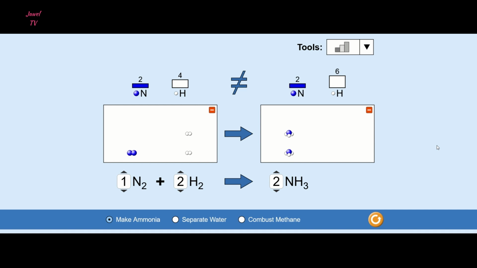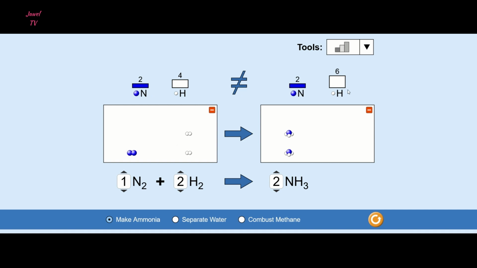However, looking at the top of the boxes, the number of particles at the reactant and product sides are not equal. At the reactant side, there are 2 atoms of nitrogen and 4 atoms of hydrogen. At the product side, there are 2 atoms of nitrogen and 6 atoms of hydrogen. In any chemical reaction, the mass of the substances is conserved. Hence, we need to balance the number of atoms at both sides.